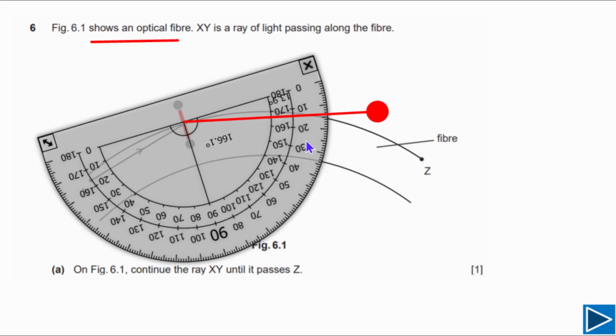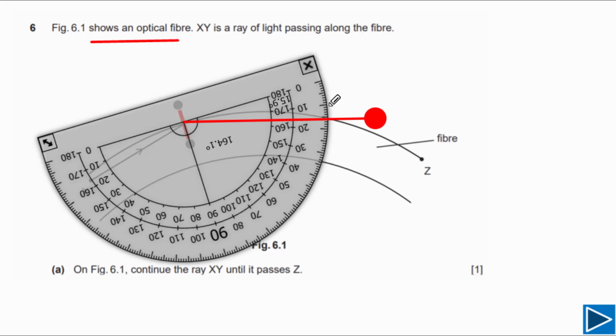Then you need to find out the angle of incidence. In this case, the angle of incidence is about 64. So the angle of reflection also has to be 64. So this is the angle of reflection, and this is about 64 here.